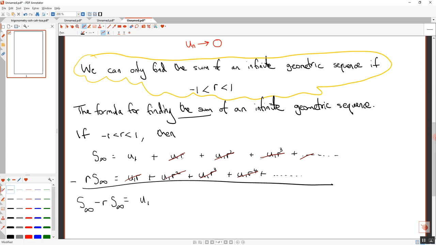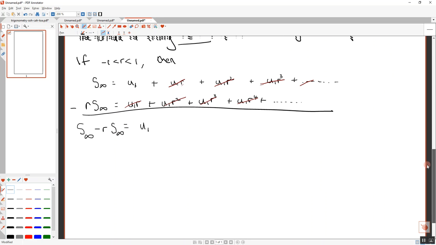Our next step is, if in doubt, factorize. I want to remember, I'm trying to get a formula for the sum to infinity. So I can factorize out 1 minus r. And then to finish it off, the sum to infinity is equal to u1 over 1 minus r.